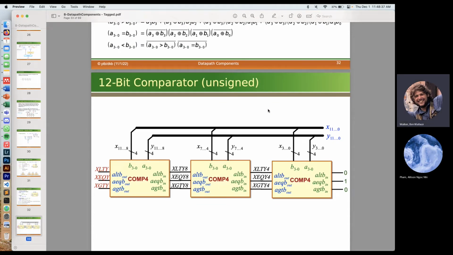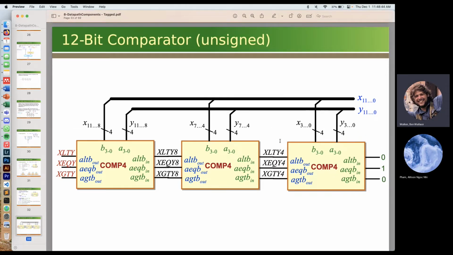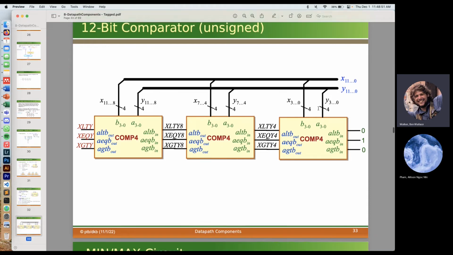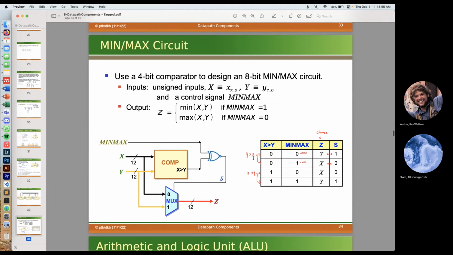Finally, we can cascade these together. So to do a 12-bit comparator, we actually take our input enable bits and we tie them to the outputs of the less than or equal than's, and that allows us to compare bigger and bigger words. So for example, if we wanted to do a min-max circuit, we're basically going to use the comparator to determine whether one number is bigger, and then we're going to use the output of that comparator into a mux to select the bigger or the lower one.